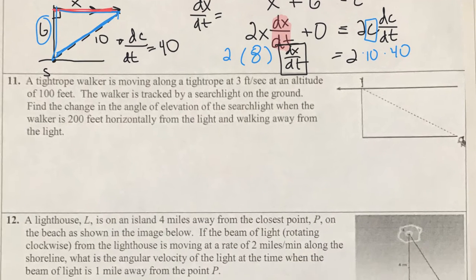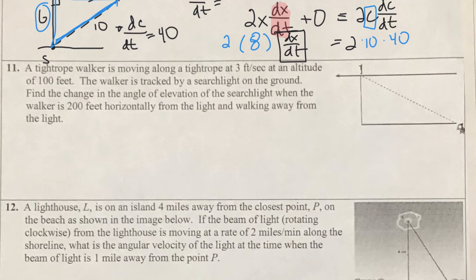Okay. This is another similar problem where we have that same kind of triangle being drawn. A tightrope walker moves at 3 feet per second. So that's going to be this distance, direction is 3 feet per second, at an altitude of 100 feet, so that's going to be constant there all the time. And let's see, the change in the angle of elevation. So that's this here. We're looking for the change in the angle of elevation.